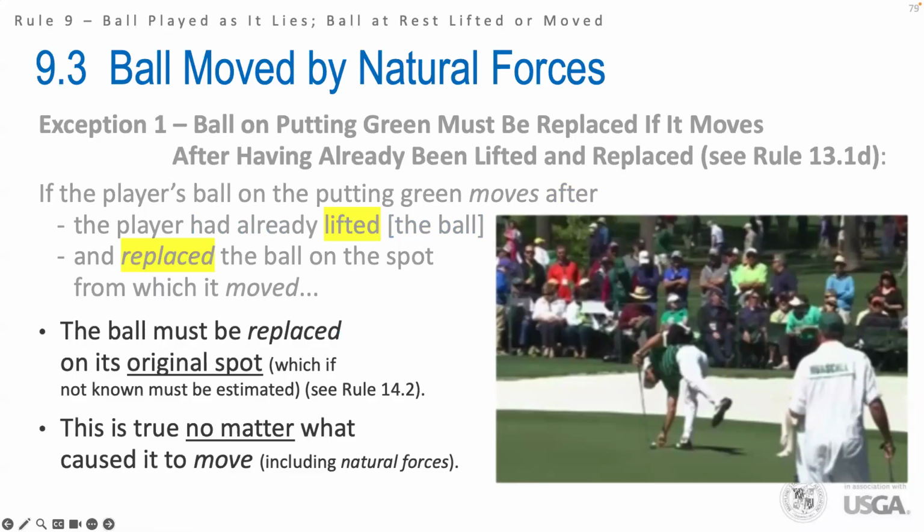So it's a really windy day. You rush up there because your ball is only 5 feet from the hole. You mark it, you lift it, and the wind just does not die down. It actually gets worse. You replace the golf ball, and then you pick up your marker and it blows down this hill, and now you're 20 feet from the hole. You're going to need to replace your golf ball where it was, 5 feet from the hole. So it doesn't matter if it was wind, doesn't matter if it was a bird, we're still going to want to put it back there.